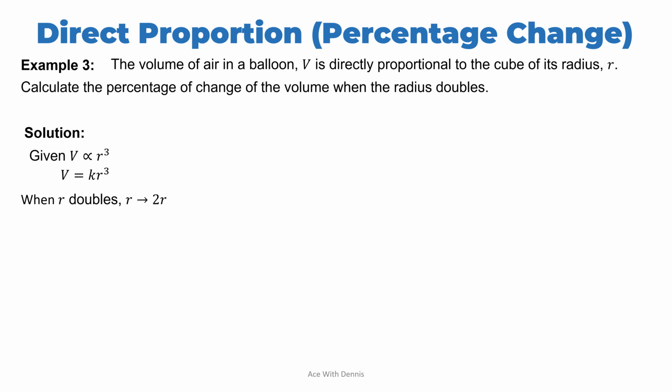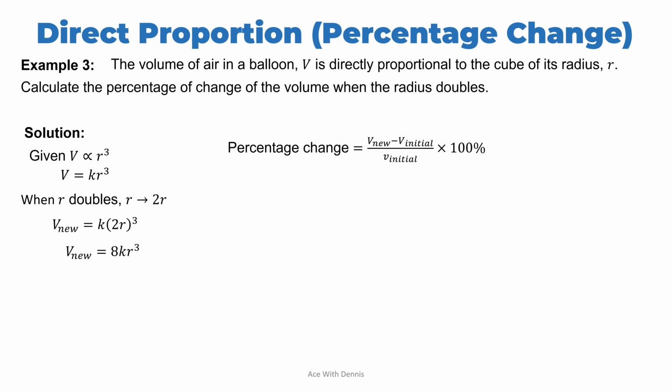When r doubles, r becomes 2r. So we substitute this into the equation, and now the new value of the volume equals k times bracket 2r cubed. And the new value of volume is 8kr cubed.